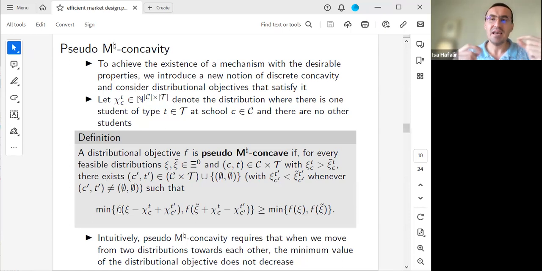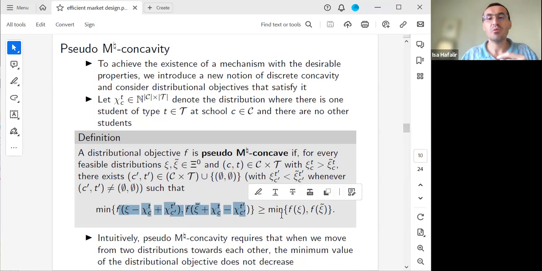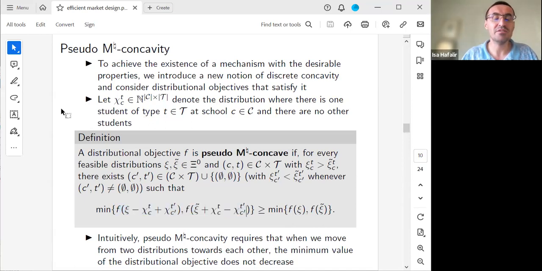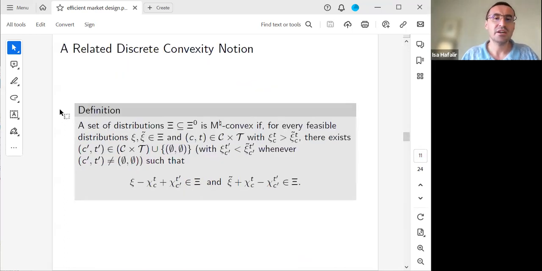And when this happens, the minimum of the values of the new outcomes that are denoted here should be greater than or equal to the minimum of the values of C and C tilde. So this is the pseudo M natural concavity definition. As I told you in the introduction, this is a novel definition that we came up with, but it is actually very related to another definition that is used in the OR literature. It's the notion of M natural convexity.